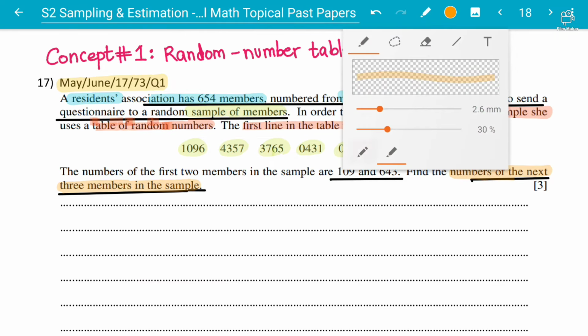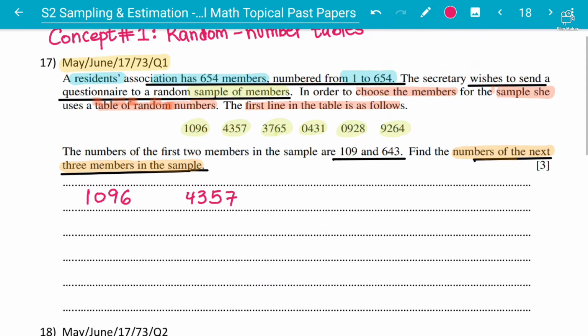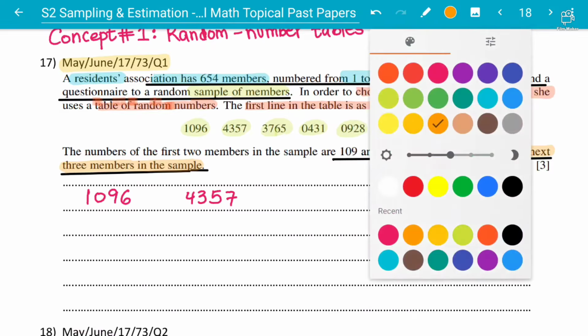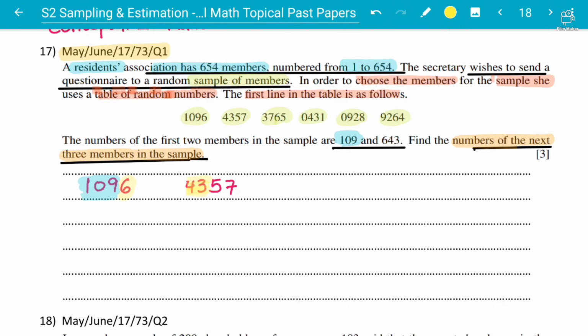Clearly understand how they are finding the numbers, students. 1096 and 4357. You can clearly see that the first number is coming from here. Follow carefully: 109 is coming from here, and the other number is 643. That's how they are making it.